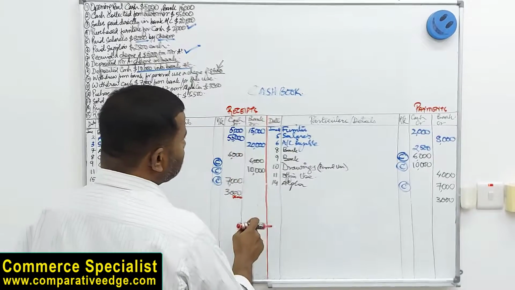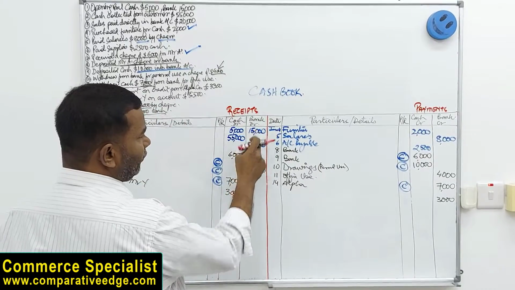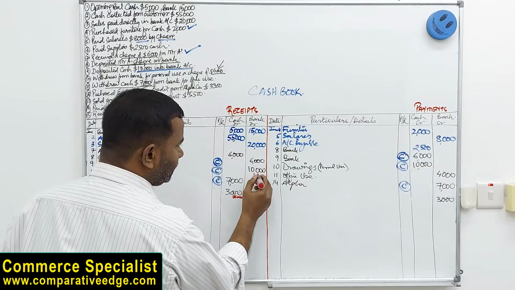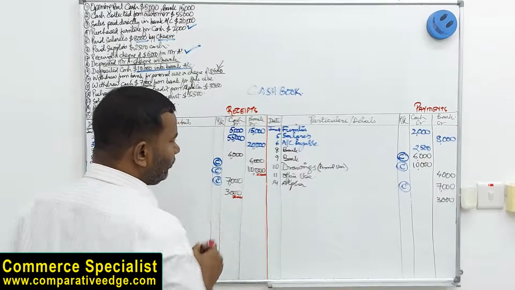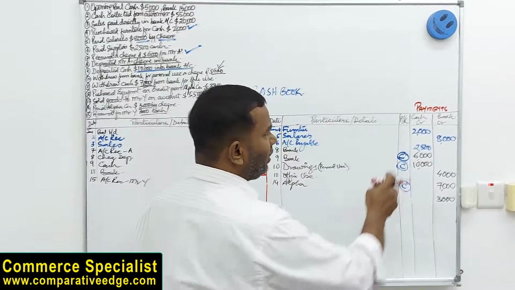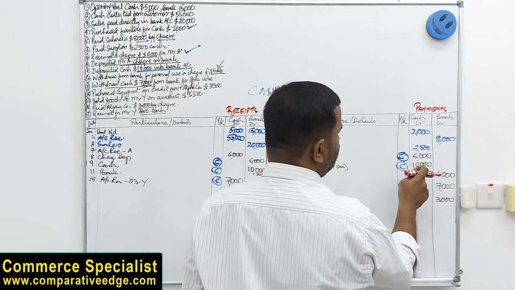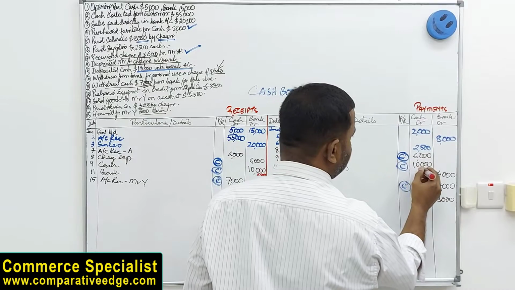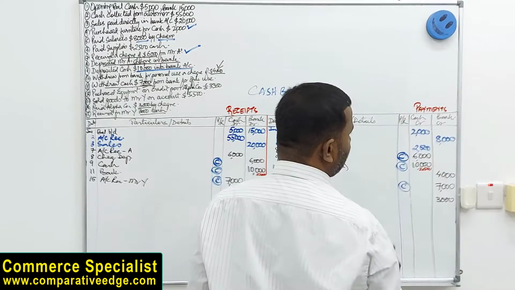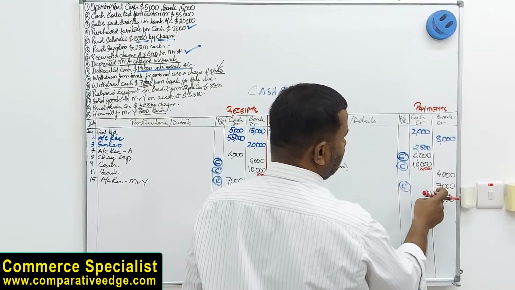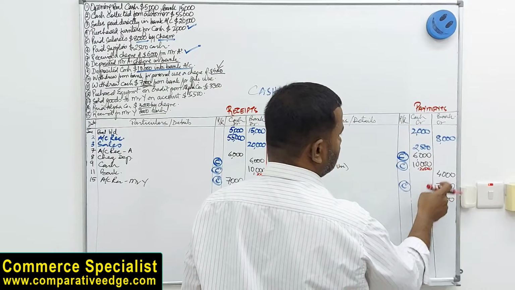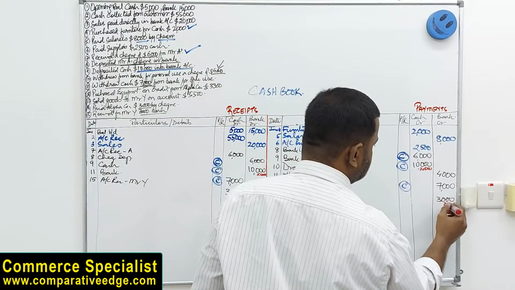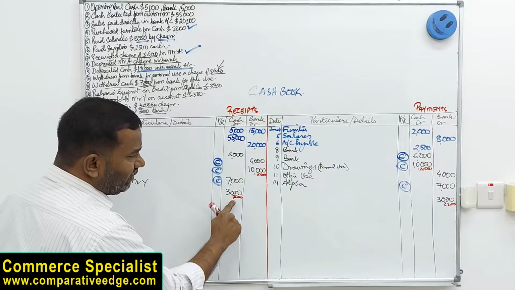And when you total this, 20, 35, 45, 51. Same goes here. Let's add all these. 10, 16, 18, 20,500. All right, this one, 10, 18, 22. If you look at the cash column, the total is 76,000.